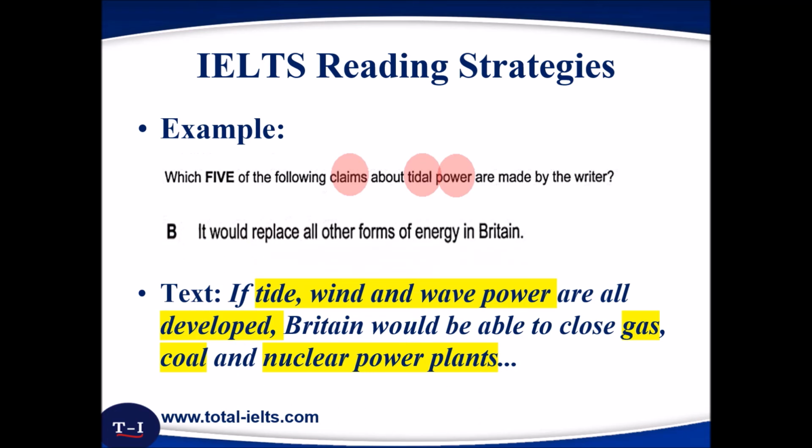For example, which of the 5 following claims about tidal power are made by the writer? Option B says it would replace all other forms of energy in Britain. And the text says if tide, wind and wave power are developed, Britain will be able to close gas, coal and nuclear power plants. So it's very tempting here to choose option B. But if you go back to the question, it's only claims about tidal power, not wind and wave power. So these are classic distractors.